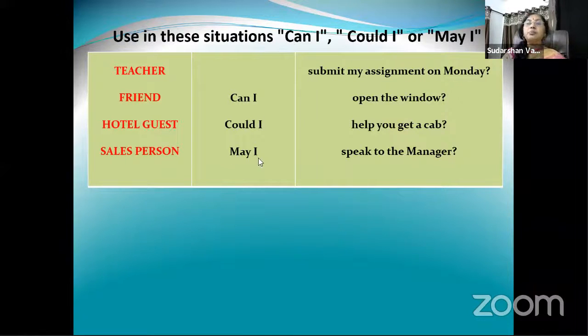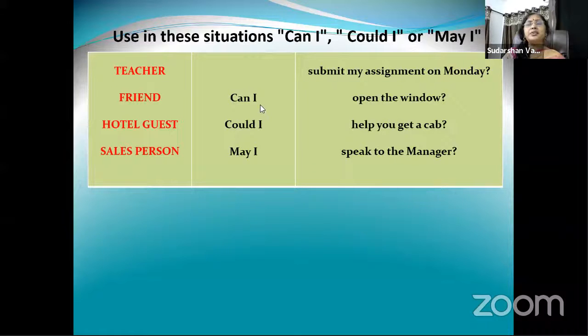So you say, may I submit my assignment on Monday? You can also ask your teacher. Suppose your teacher is looking out here and there to go out. May I help you get a cab, ma'am? Or may I help you get a cab, sir? Yes, you can even use this sentence for your teacher.